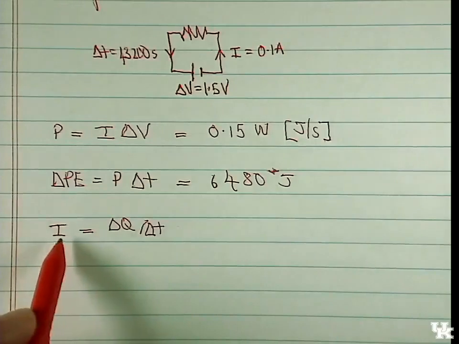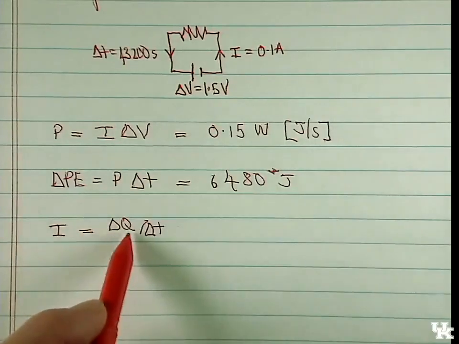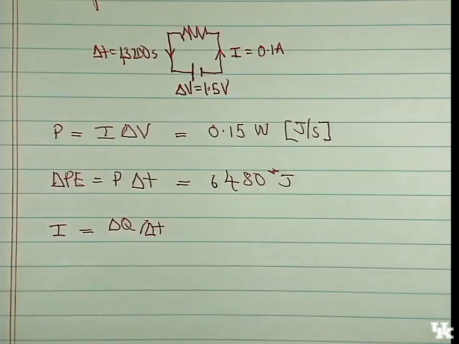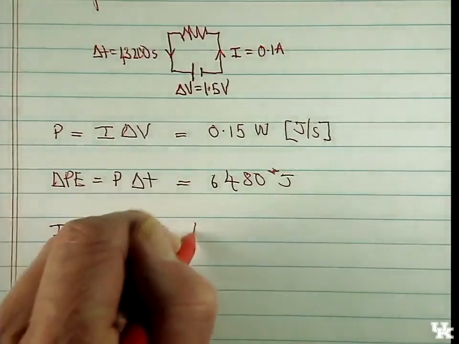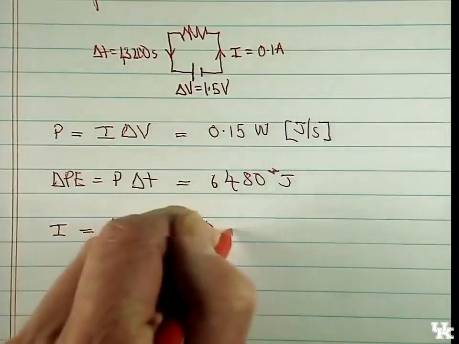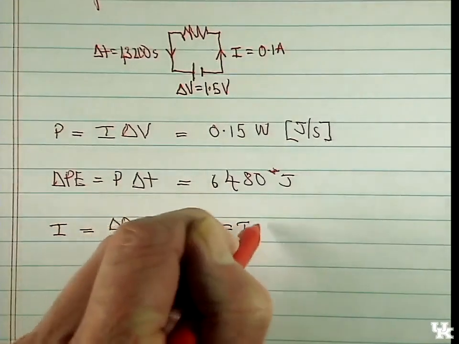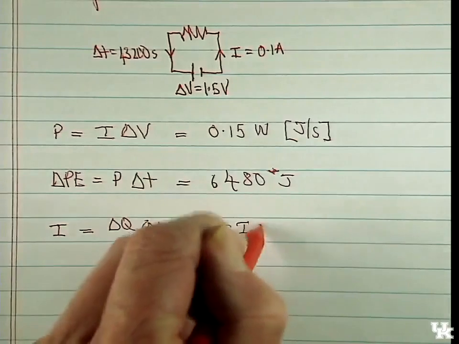The electrical current that's flowing in the circuit is the amount of charge that flows divided by the time interval over which it flows. That's the definition of electrical current. It's nothing other than that. We want how much charge flowed. So we can find the delta Q simply by multiplying the current, which we know, by the time interval, which we also know.